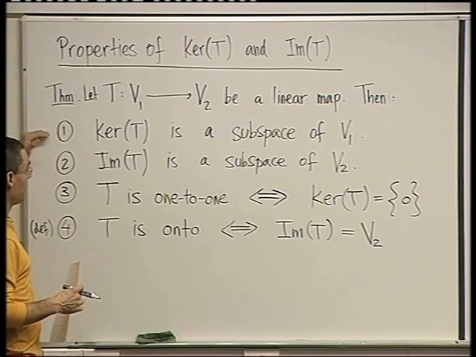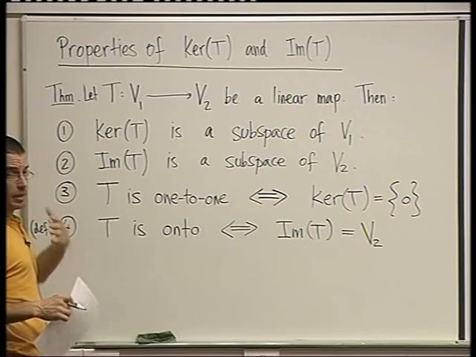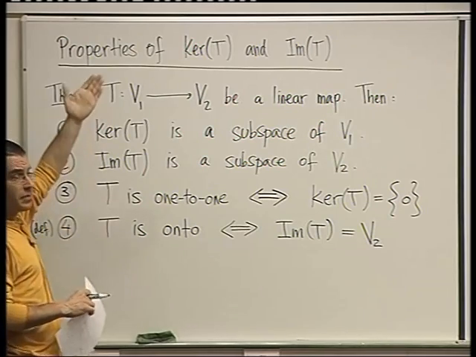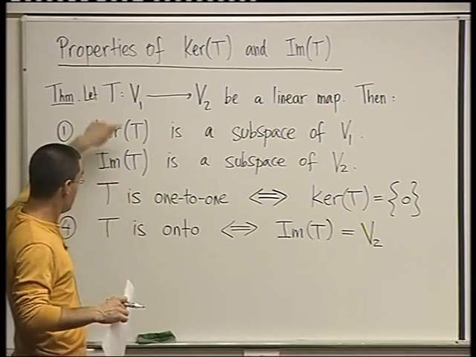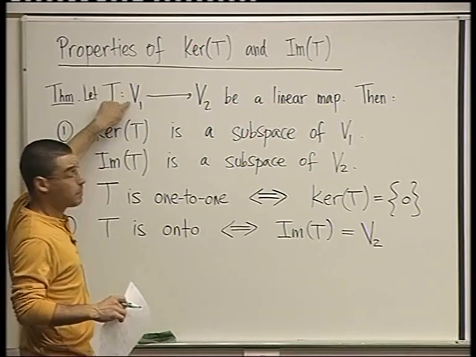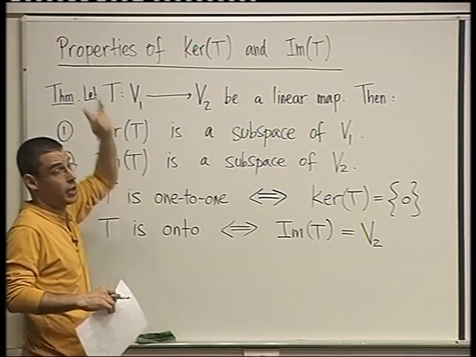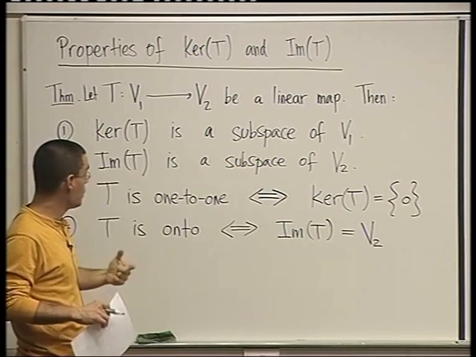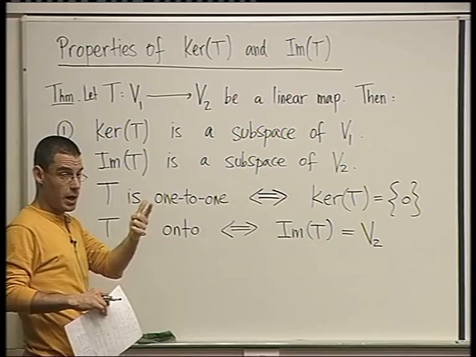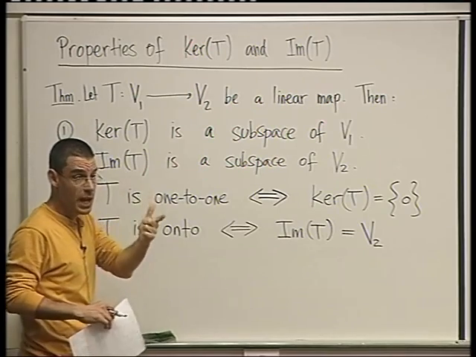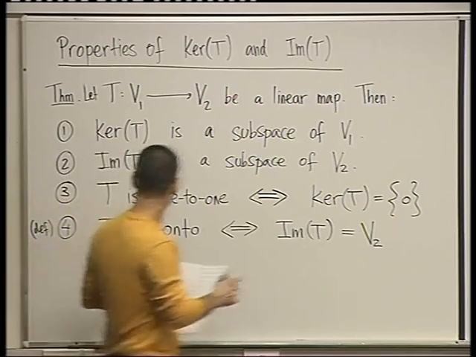So let's start with 1. I want to show that the kernel is a subspace. How do we show that something is a subspace? It has to satisfy all the properties of being a vector space with respect to the same operations in the ambient space V1. But we know a theorem that we don't really need to check all of them. It suffices to check that it's not empty, closed under sums, and closed under scalar multiplication. That's it. So let's do it.